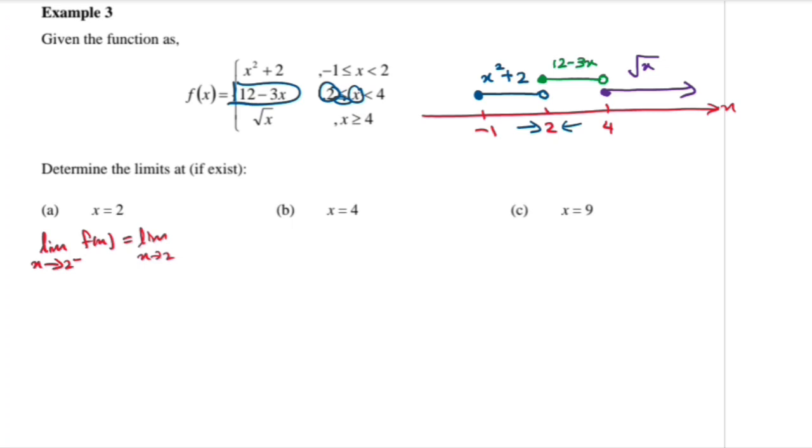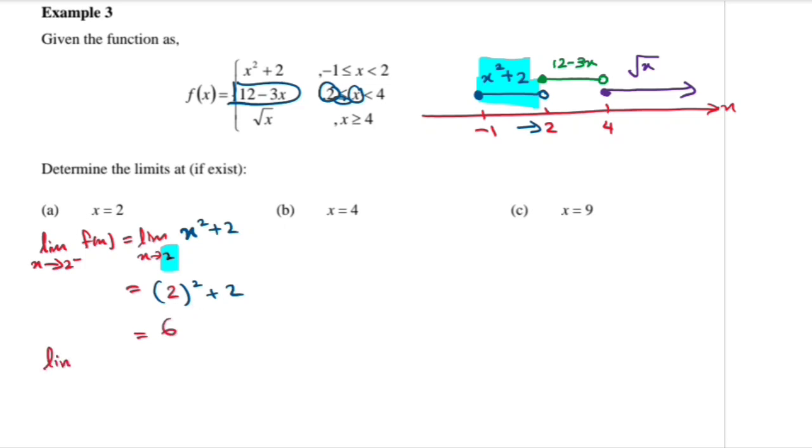From the left of 2, the function is this one, x squared plus 2. Choose the nearest function from the left of 2, and the nearest one is x squared plus 2. Write that first, and then substitute your x with 2 into this function. Then write down your value.